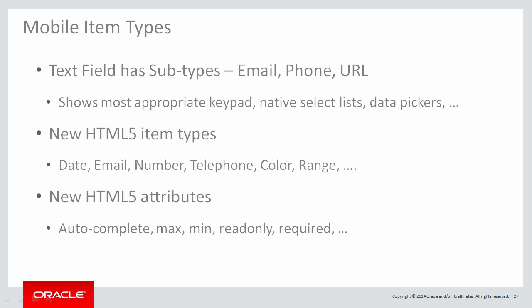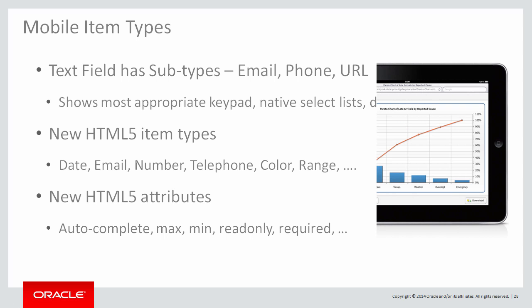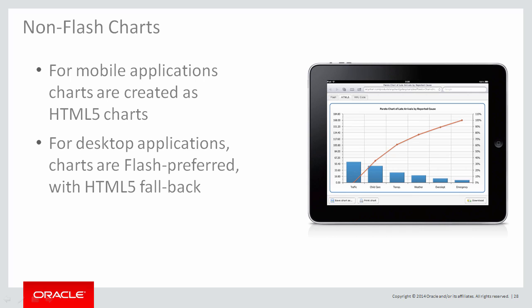We also have HTML5 item types and HTML5 attributes. With desktop applications, we have what's called Flash preferred charts, which if Flash is available, for example on a desktop, then it will actually render the charts with Flash. Otherwise it will render HTML5 charts. However, for our mobile based applications, we have HTML5 charts directly, which are the best performing and provide the best results on mobile user interfaces.